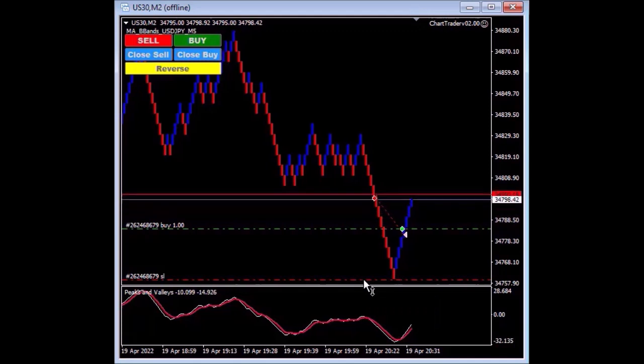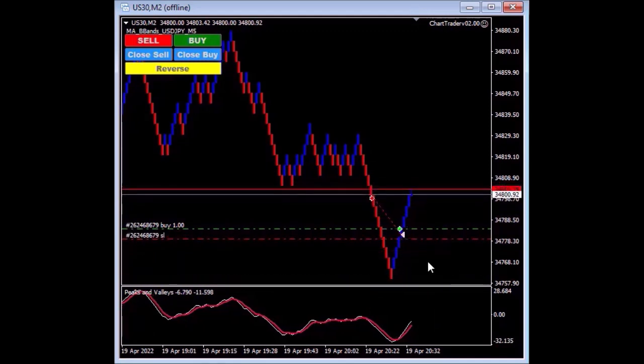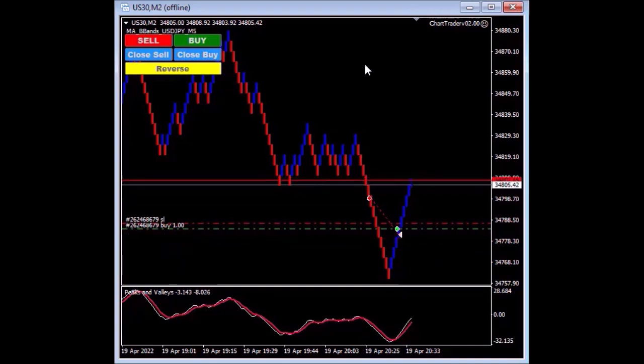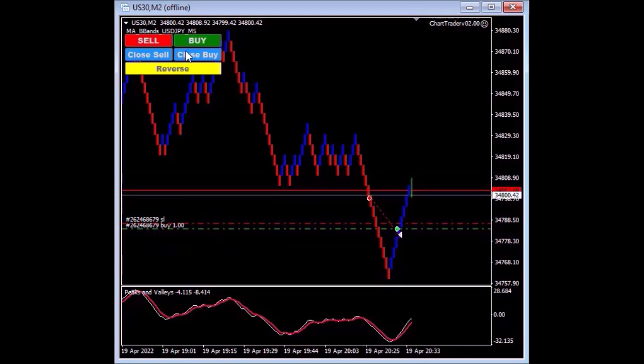So we hit the reversal button, which is the yellow bar in the upper left-hand corner. Close the original sell trade, got us immediately into a buy trade. You can see the stop loss is now moved into profit. I'm going to move it up here to plus 10 in a second.